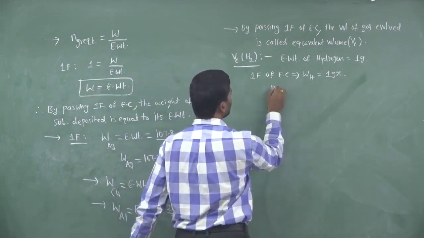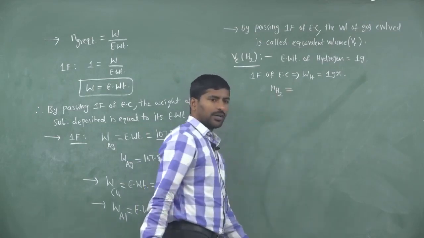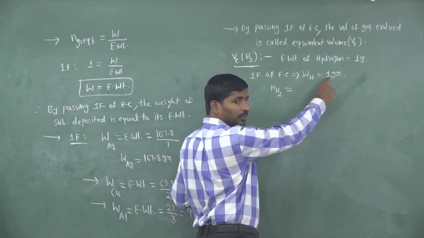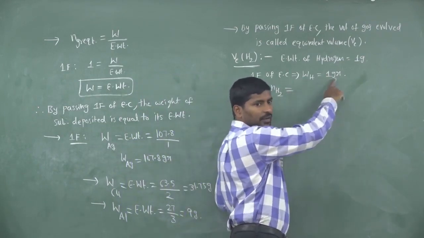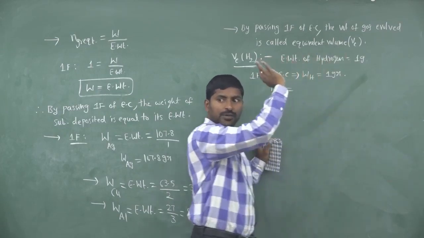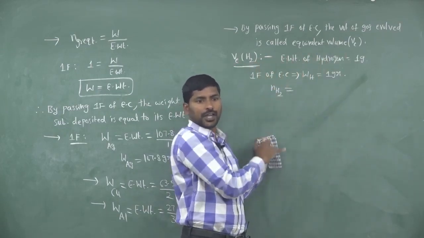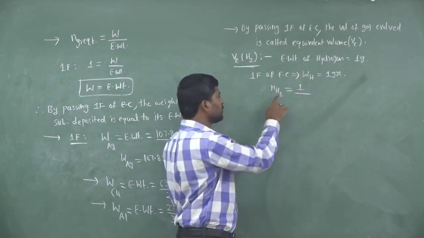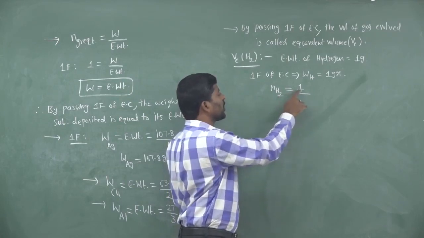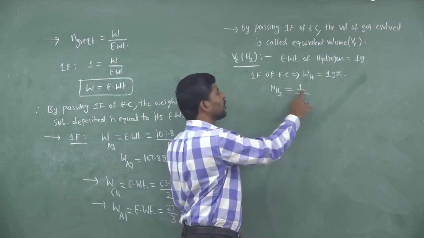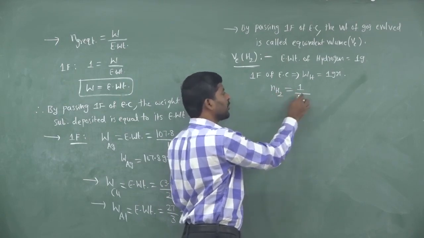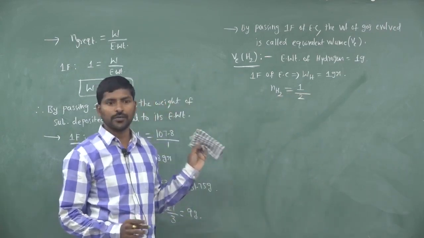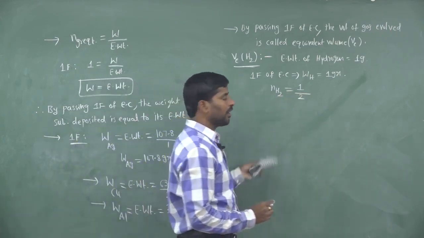And now, what is the number of moles of hydrogen gas evolved? 1 gram of hydrogen deposits as H2 gas. So what is the weight of H2 gas evolved? 1 gram. Now number of moles is equal to weight by molecular weight. What is the molecular weight of H2? 2. So how many moles of H2 gas is evolved? Half mole of H2 gas is evolved.